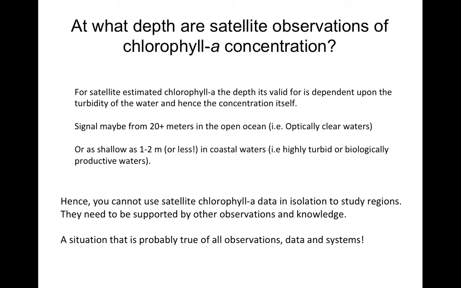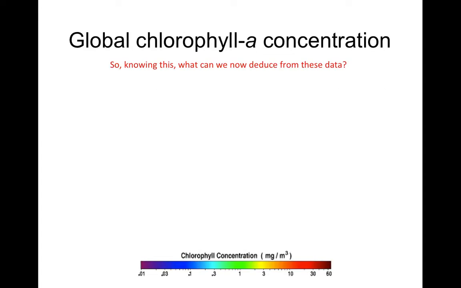This is an example of why you can't use satellite observation data in isolation for studying regions. You have to use a complementary group of lots of different types of approaches to study chlorophyll A and plankton distributions if you really are going to fully understand what's going on within a region, because they all have different advantages and disadvantages.